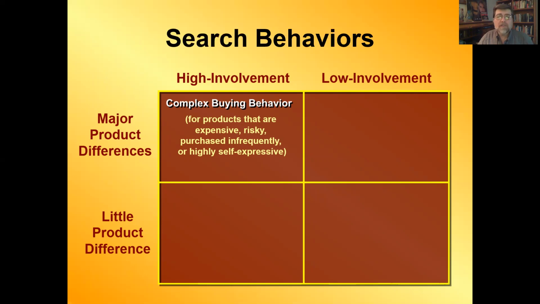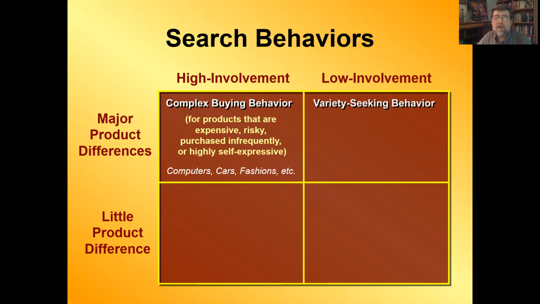What sort of products would these be? Things like computers, cars, fashion. Computers are both expensive and purchased infrequently. Cars can be risky if you get an unsafe car. They're also expensive. They're also highly self-expressive, as are fashions. People will take more time to evaluate fashion items because of the self-expressiveness to them.